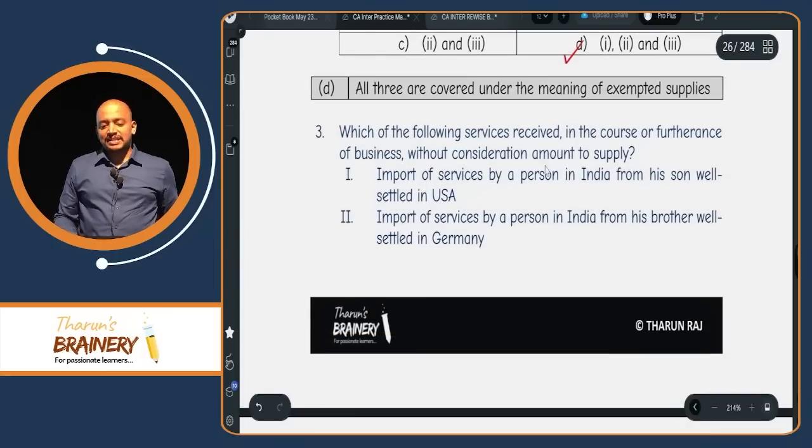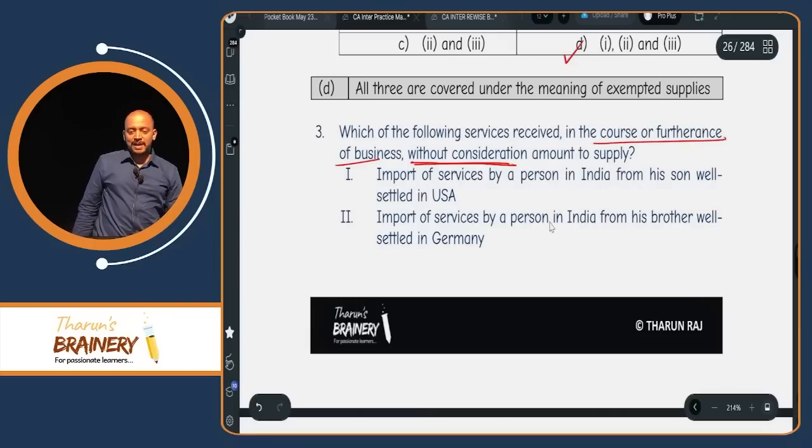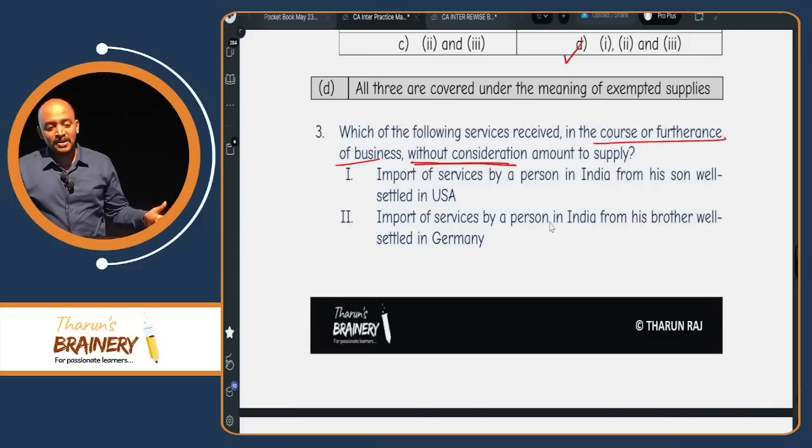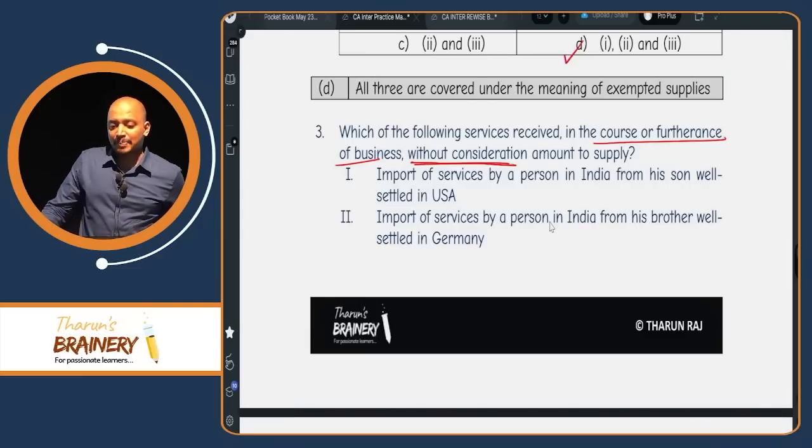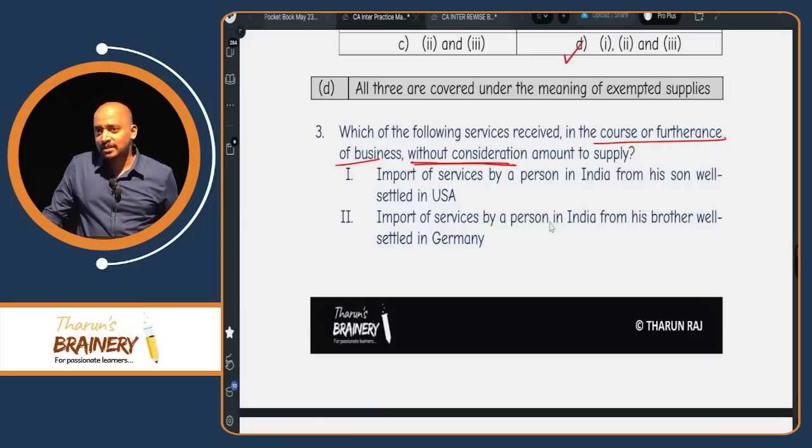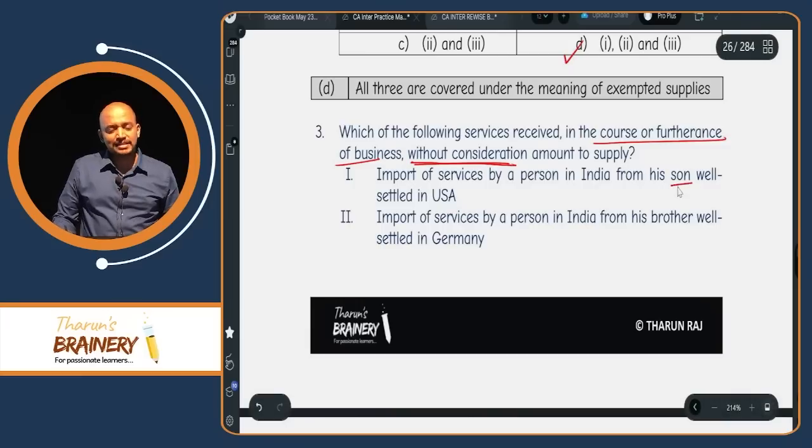Which of the following services received in the course or furtherance of business without consideration amount to supply? Import of service by a person in India from his son well settled in USA. Is it supply under 7(1)(c)? First, import of service without consideration from a related person. Son is always related in the course or furtherance of business. Therefore, it will be supply under Section 7(1)(c).